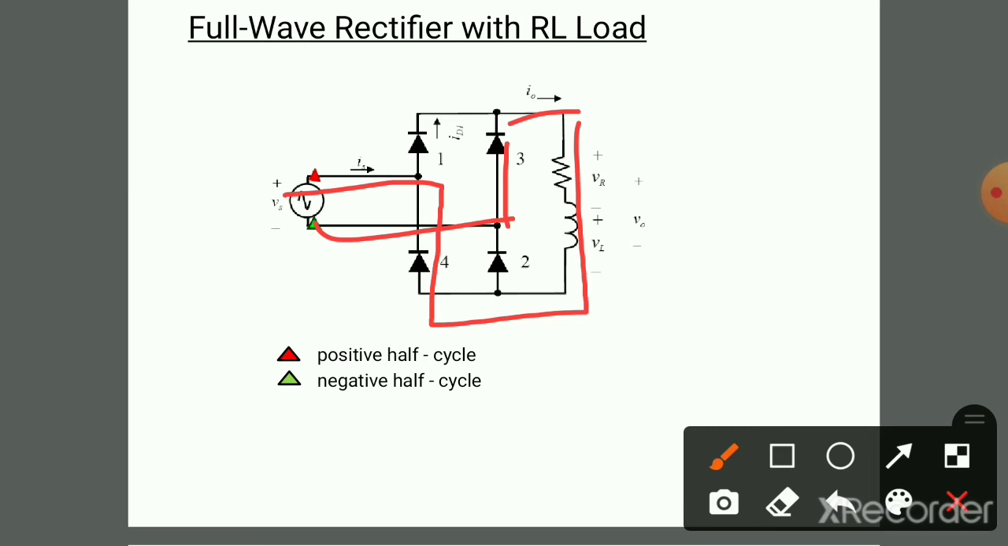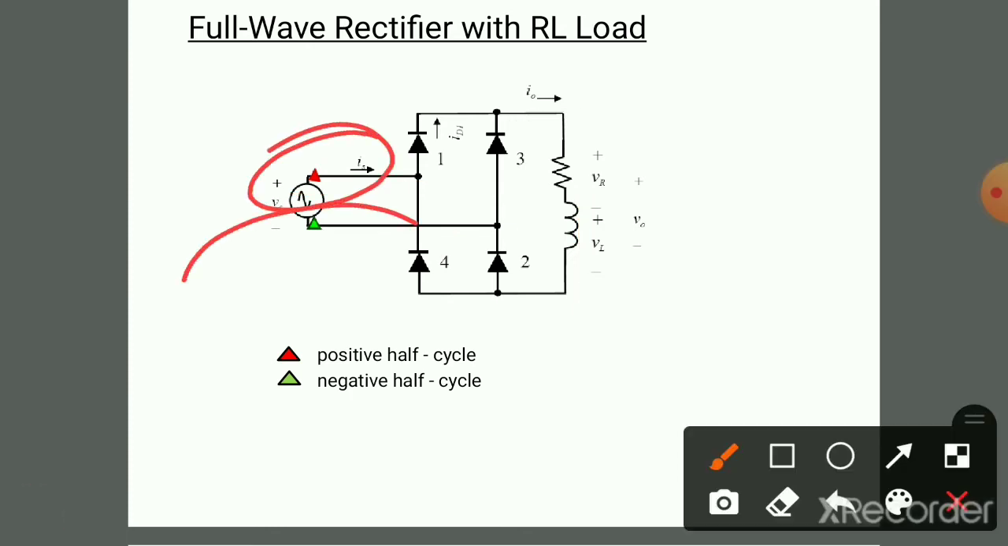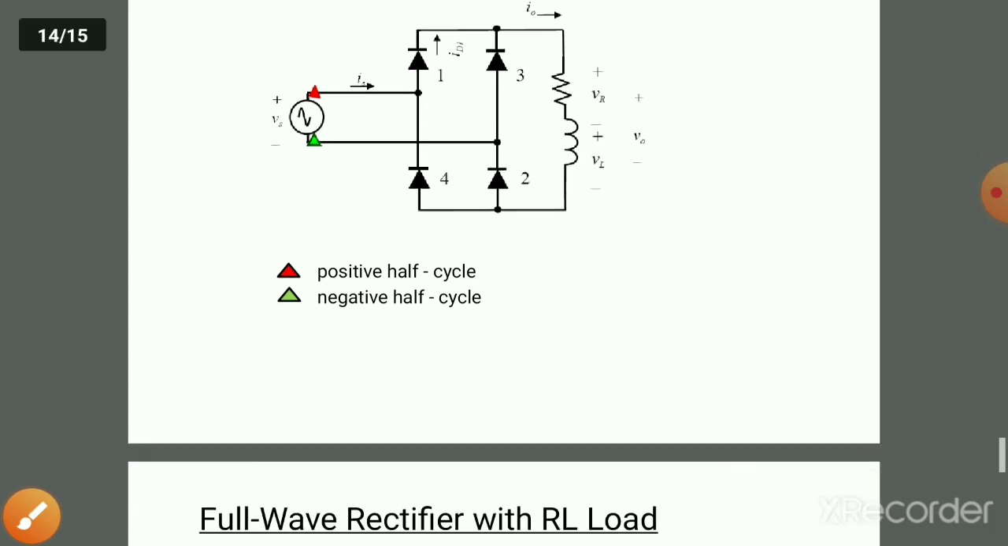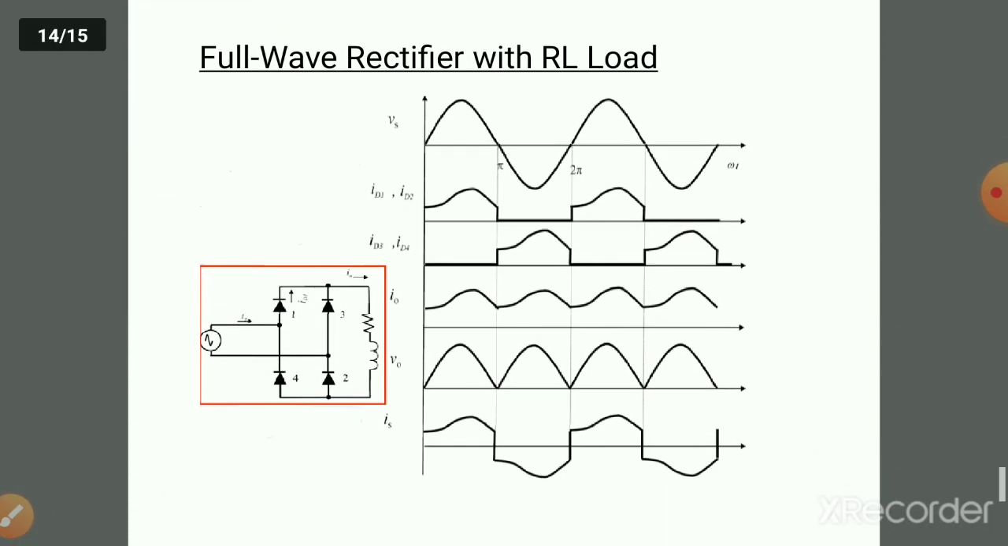The flow of current, working principle, everything remains the same, but there are variations in the output waveforms. The red colored one is the positive half cycle, and the green colored one is the negative half cycle. Apart from that, everything remains the same. This is also a bridge type rectifier. For the full wave rectifier with RL load, you can observe the waveforms of the current and voltages here.